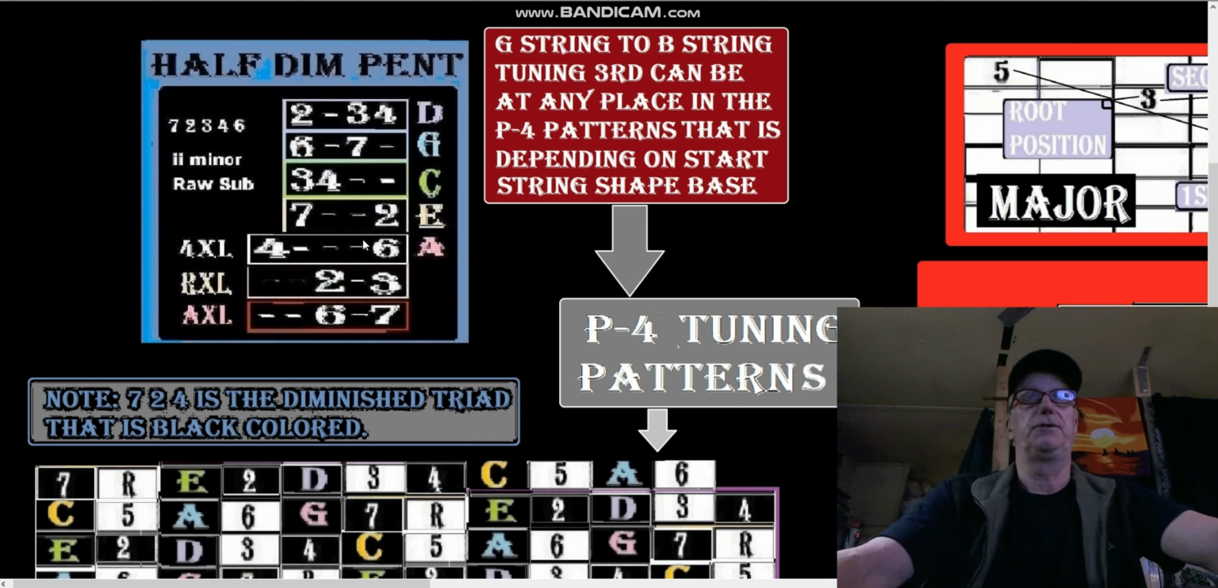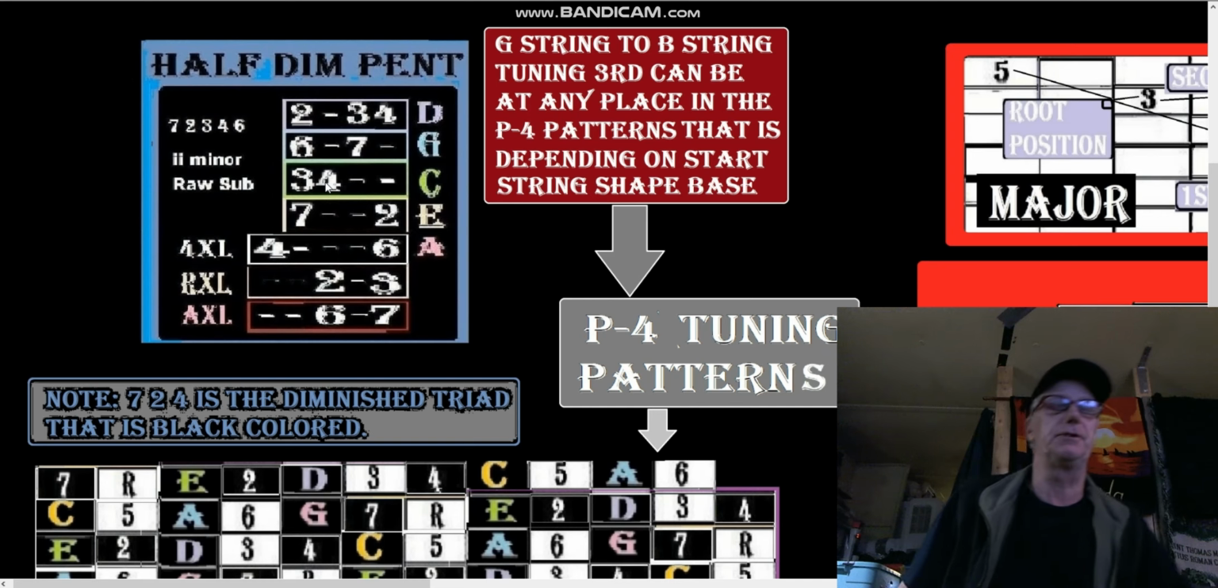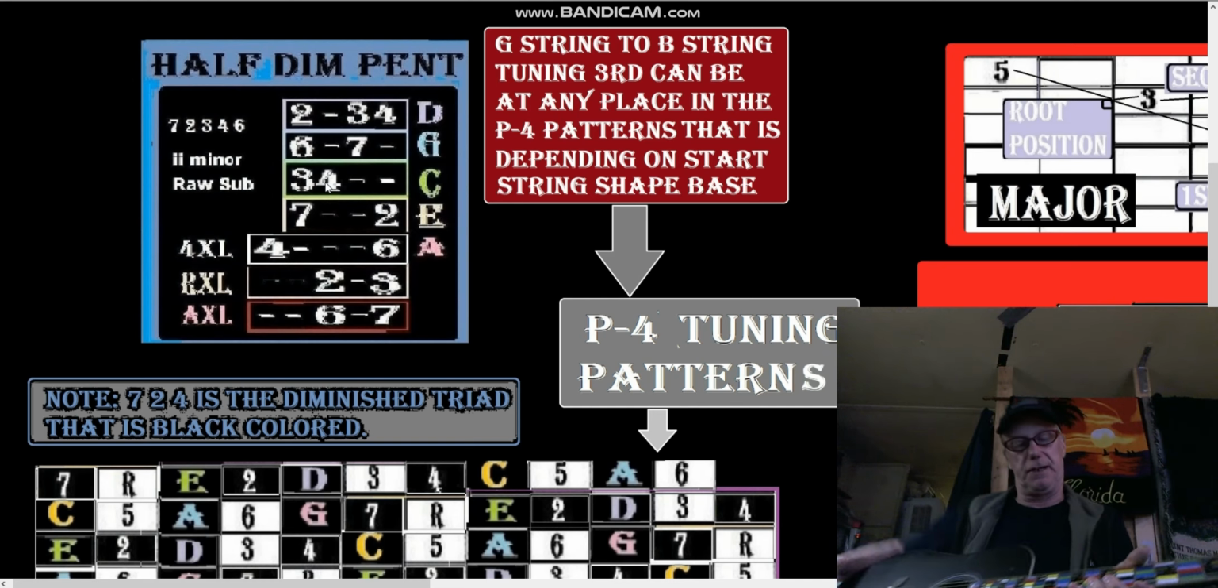triad 7, 2, 4. So it's 7, 2, 4, 7, 2, 4. So now it's just an arpeggio. There's your arpeggio, 7, 2, 4. You know, arpeggios are just as good as triads. You just can't make chords out of them, right?